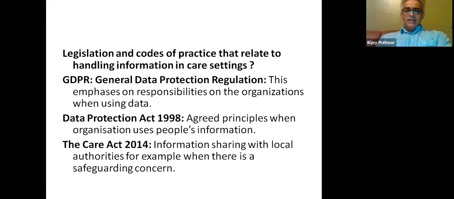As I said previously, Data Protection Act 1998 is enshrined in GDPR. Before GDPR, we have been using Data Protection Act 1998. It agreed principles for when organizations use people's information. So it essentially says that when an organization uses people's information, they will be informed about the information that is going to be used. So it is very much like GDPR, but GDPR also says that if there's a breach of data, the person has to be informed about the breach of data.